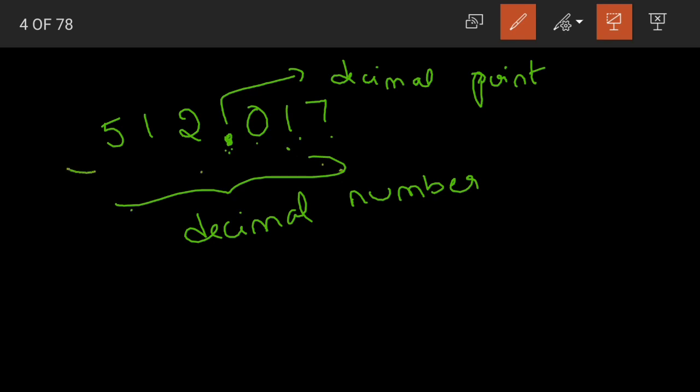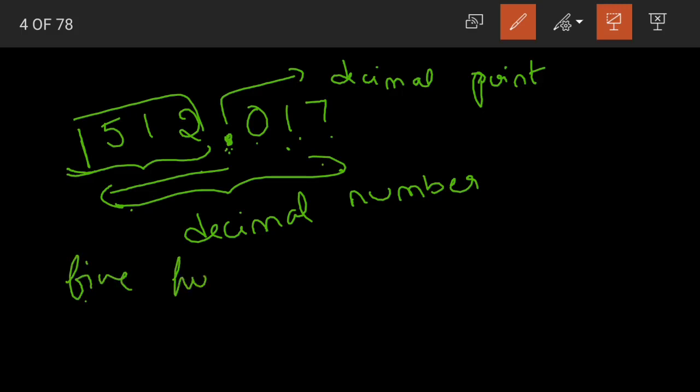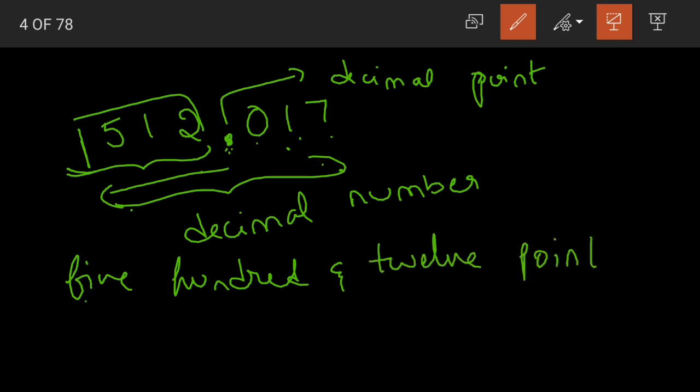And how do we read it? Before the point, that is to the left side, this is 512, so it will be read as it is, 512. Then we have point, so read as point 0 1 7. Are you seeing the difference here, children? After point we are having 0 1 7. We are having three numbers. We are not reading them combinedly as 17. We will read them as it is, 0 1 7.